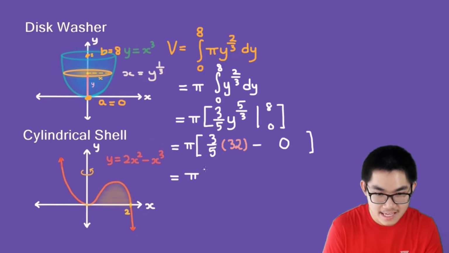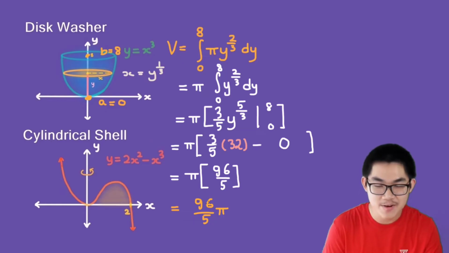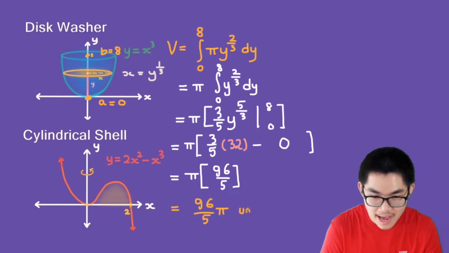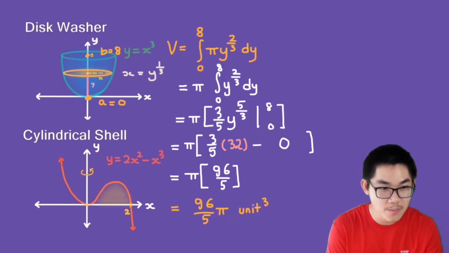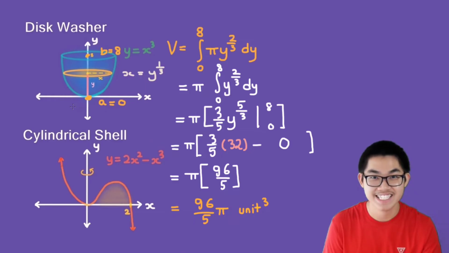So pi times 32 times 3 is going to be 96 over 5, and the final answer is equal to 96 over 5 times pi. Now you can leave it the way it is, or you can say units to the power of 3. Basically, that means we have found the volume of this three-dimensional shape using the disk method.